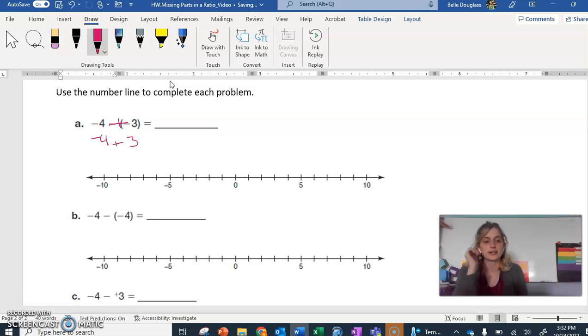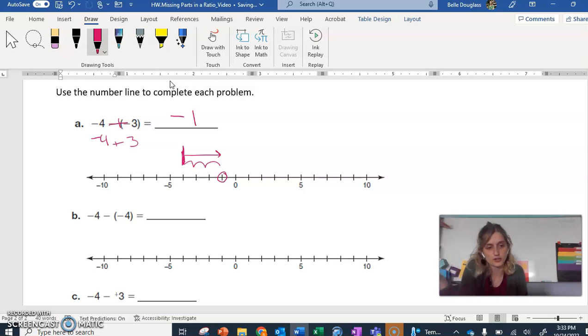When you model it on a number line, I personally like to start at the first number. You could start at 0 and go to -4, or you can just start at -4 with a straight up and down line. We're going 3 to the positive side. You can either draw it with the jumps, 1, 2, 3, or you can just draw an arrow that points right here. And then this would be your answer, which is -1.